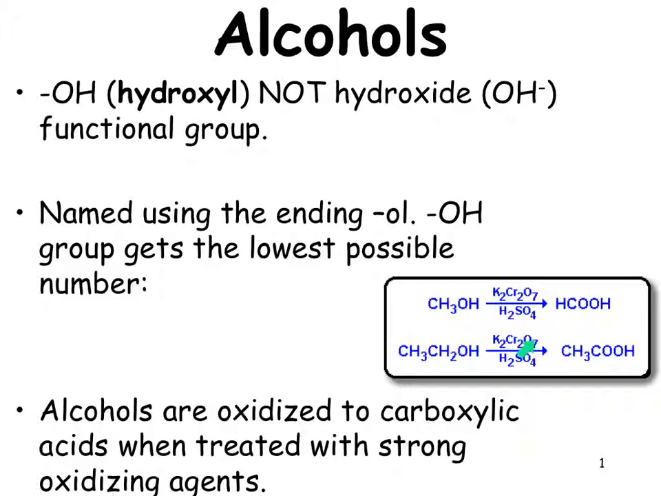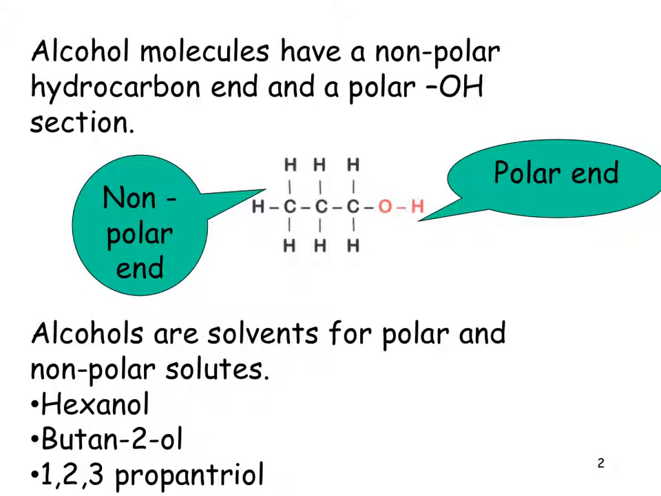Oxidize it in the presence of a strong oxidizing agent such as potassium dichromate, and you will get two carbons, and noic acid. This OOH reminds you that you've got a carboxylic acid. So it's ethanoic acid, methanoic acid. So alcohols are easily oxidized into carboxylic acids when treated with a strong oxidizing agent.